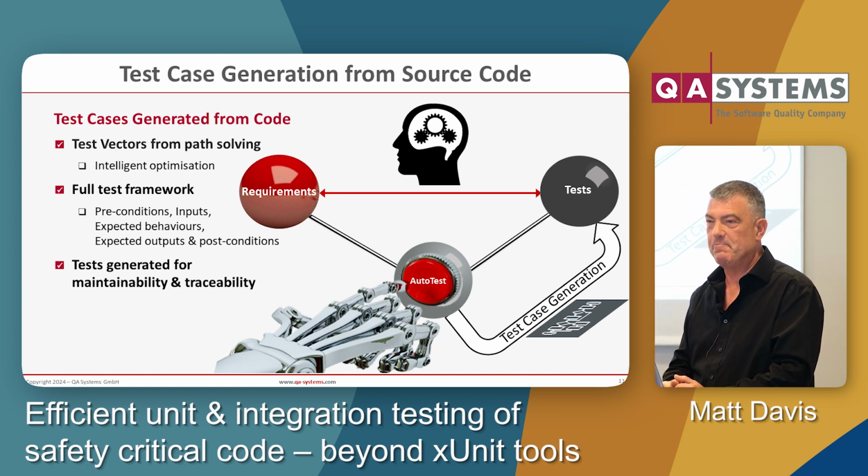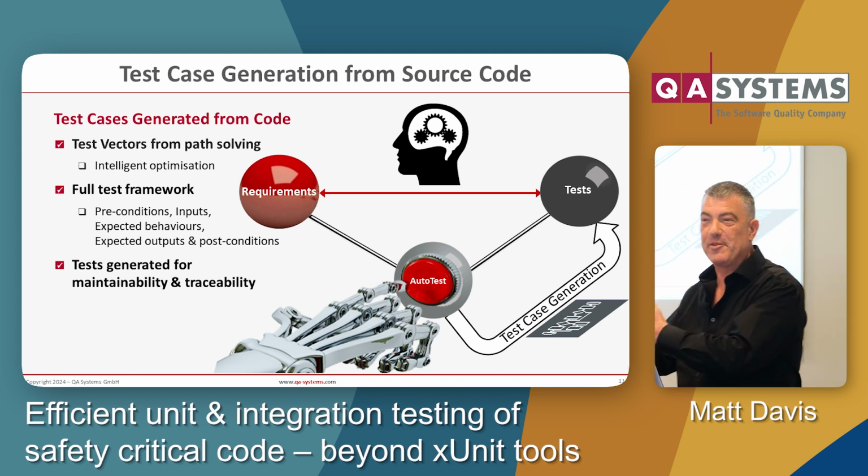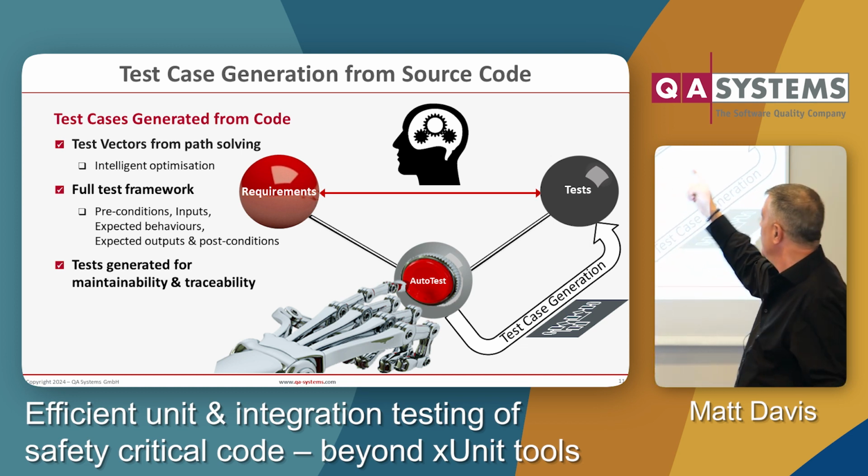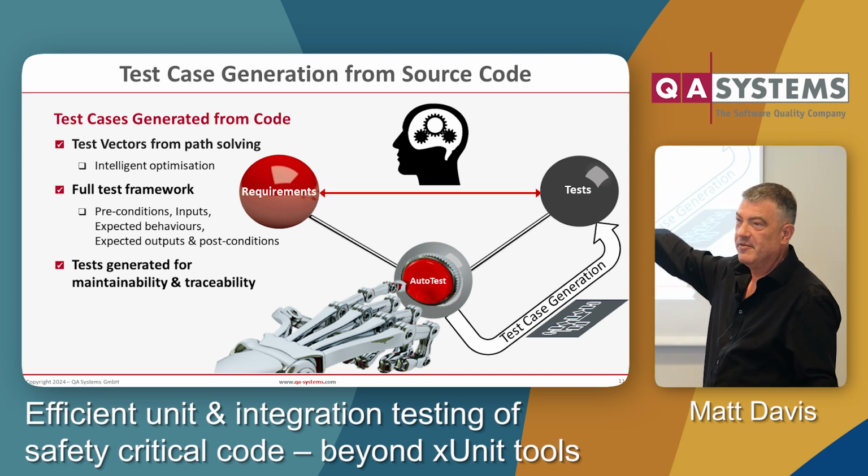Where's the brain come in? There's always a brain. Okay? You can't do everything automatically. The brain comes in. Does the generated test verify the requirement?